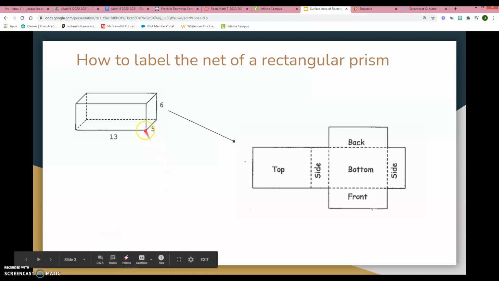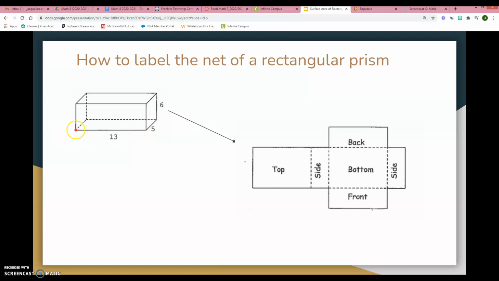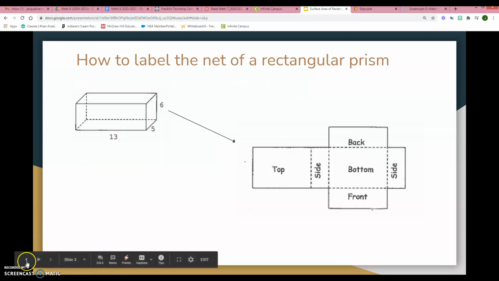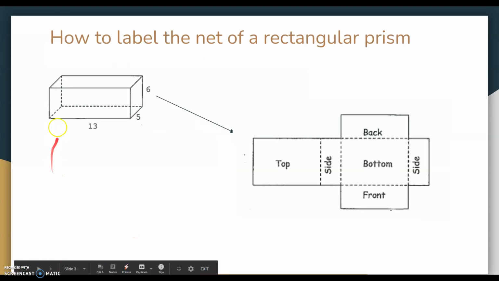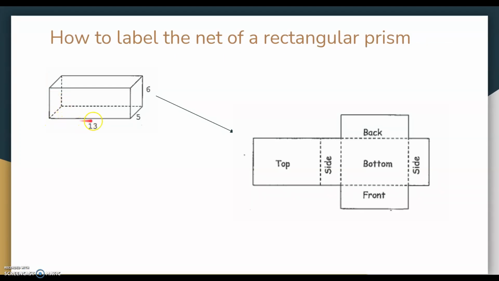Okay, so if you notice, we have a rectangular prism here with a length of 13, a width of 5, and a height of 6. Like I said, we have a length of 13, a width of 5, and a height of 6. So if I were to label my net over here, think about if I were to color in the bottom, what two measurements correspond with the bottom?